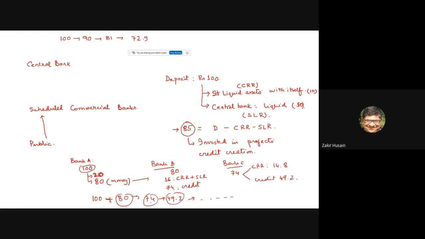Instead of 74, you're creating 81. Instead of 49, you're creating 72. So the total credit creation increases if you decrease either SLR or CRR. Okay, and similarly, you can do the opposite. Sorry, I decreased it there. If you increase SLR or CRR, then the credit creation will go down.